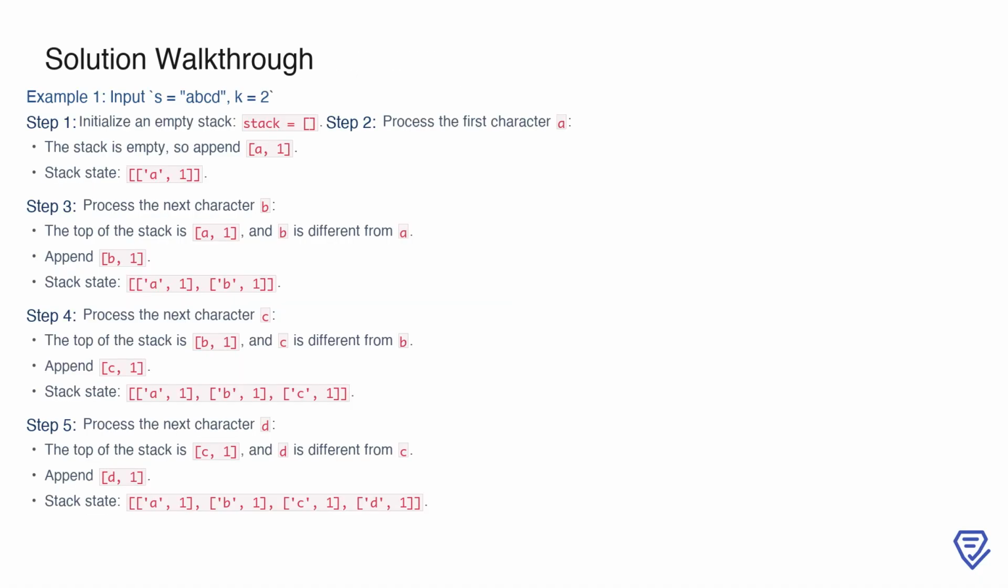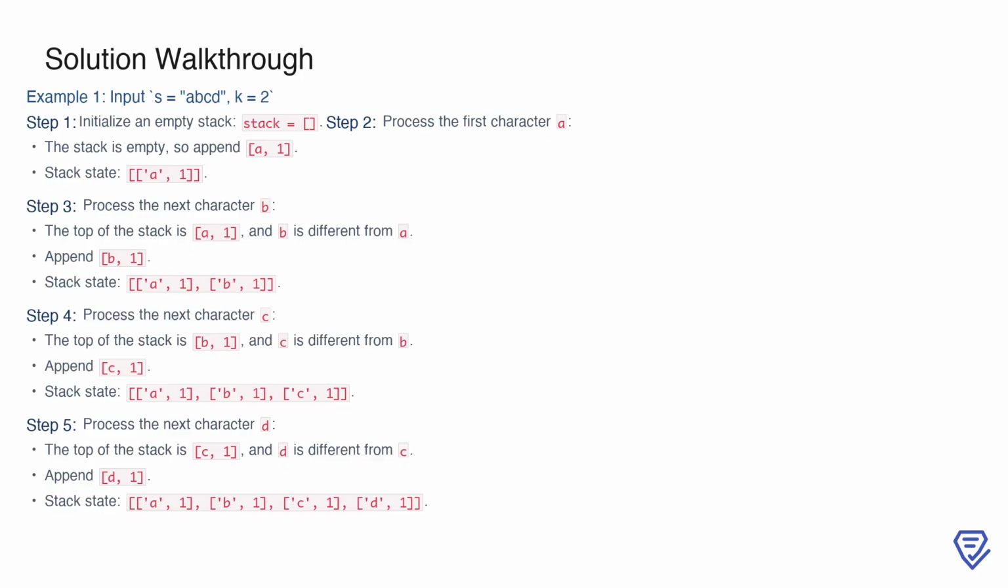To solve this problem, we use a stack to efficiently track groups of adjacent duplicate characters. Starting with the first example where the input string is ABCD and k equals 2, we begin by initializing an empty stack. As we process the first character, we notice the stack is empty. This means there's no duplicate to check, so we append it to the stack along with a count of 1.